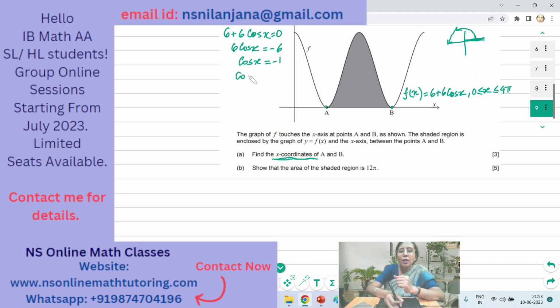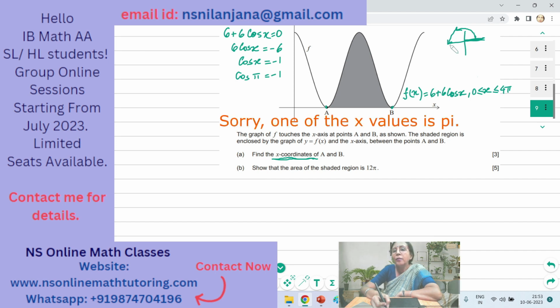So one of the x values is pi, where cos is negative 1. And the revolving ray is not stopping over here. It is completing the full revolution and coming back to this point. At this point, the angle made is 2 pi, one full revolution. Since it has come back to its starting point, the position is the same, so cos 2 pi is actually equal to cos 0, which equals 1.